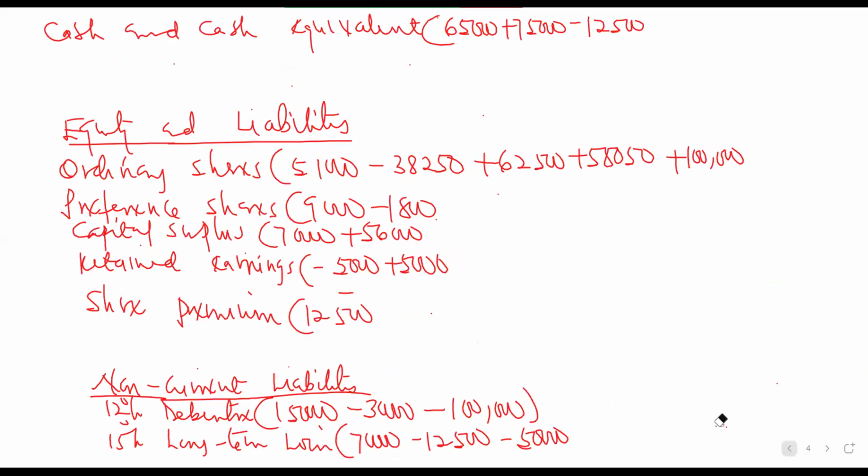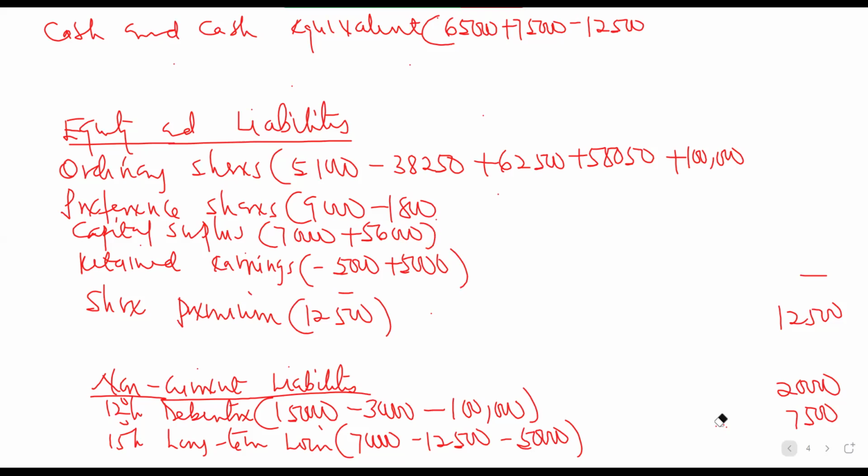This will be 20,000. And this will be 70,000 minus 62,500. That will give us 7,500. We have 12,500 here. This will give us dash.